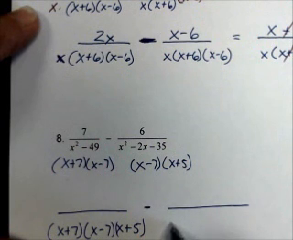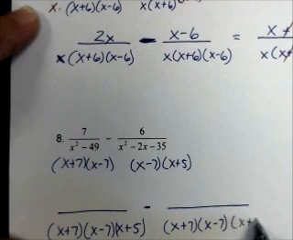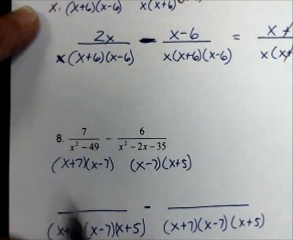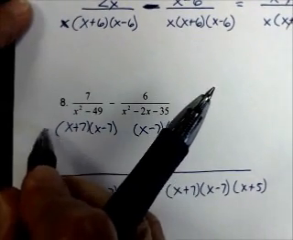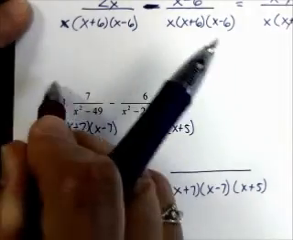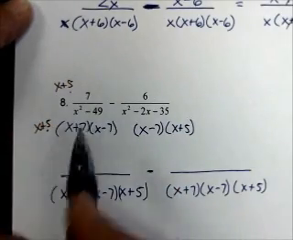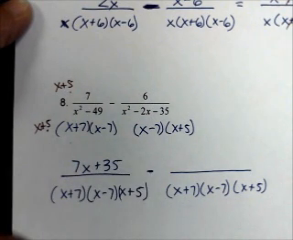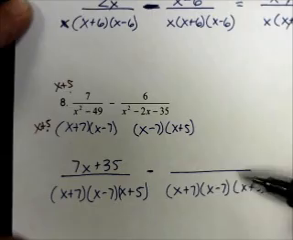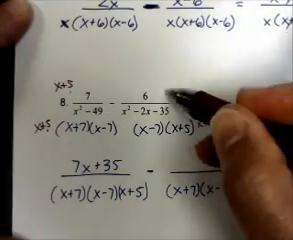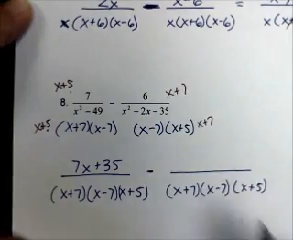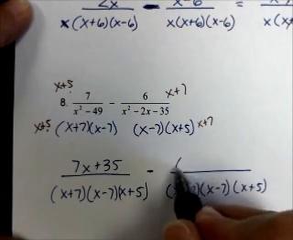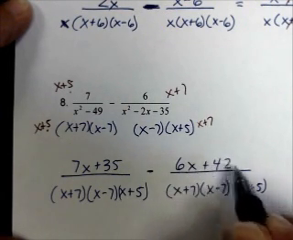So we're writing down two equivalent fractions with that common denominator. What's missing above here is the x plus 5. So we need to multiply by x plus 5. So 7 times x plus 5 is 7x plus 35. And here, what's missing? We need an x plus 7. So multiply by x plus 7. 6 times x plus 7 is 6x plus 42.